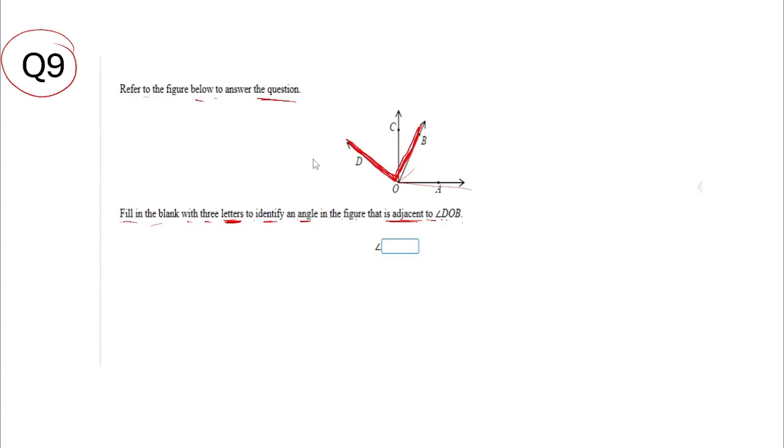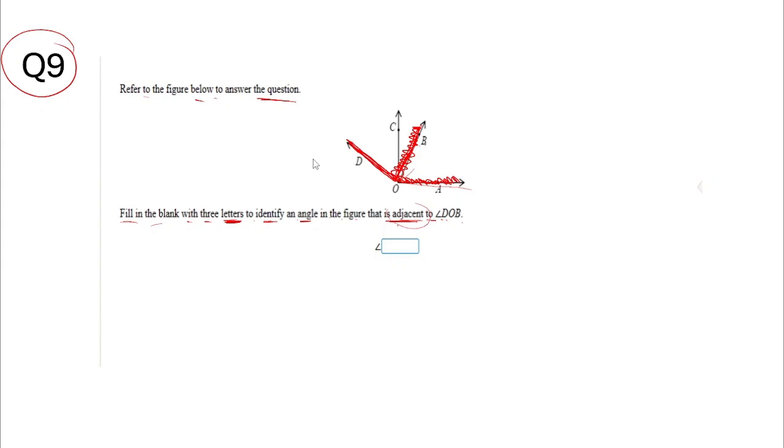Okay, what is the adjacent to this angle? We said that the adjacent angle means that the two angles share or have a common ray. Okay, this angle. What is the other angle which has the common ray? Okay, this angle, right? Have the common ray.